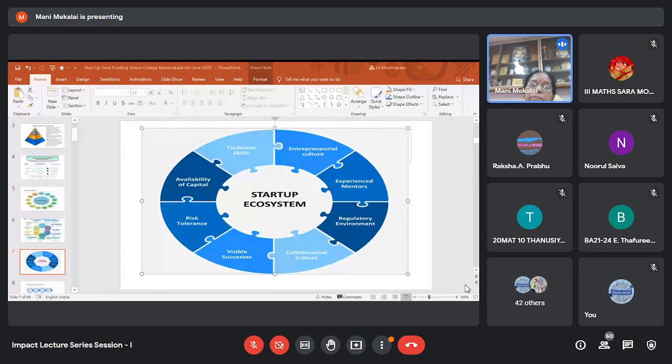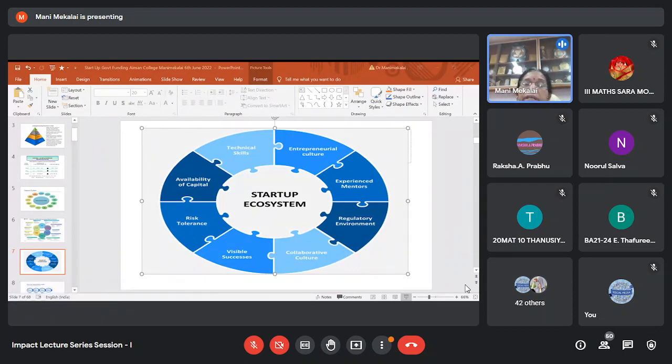So this is the startup ecosystem. We were discussing startups, what the ecosystem is, and what the basic requirements to start up are. The first and foremost is the entrepreneurial culture. You have to have that entrepreneurship in you. Entrepreneurial means risk-taking, facing uncertainty, bringing all practices together to produce, and taking risks. There will be losses. You have to face that, and prepare to face that.